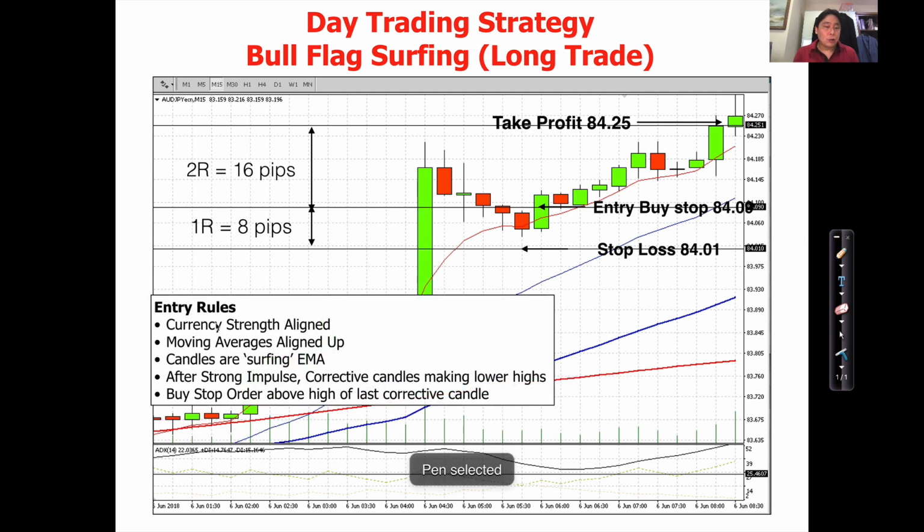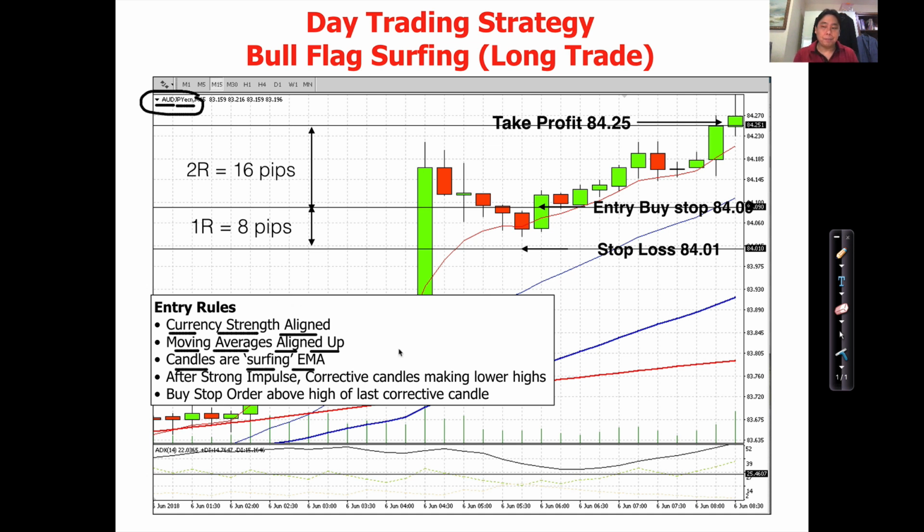Okay, so the first thing is the currency strength must be aligned. In this case, we are trading the Aussie yen. So we want to make sure the Aussie is green and the yen is red, right? So we buy the Aussie, we sell the yen, which means we are going long the Aussie yen pair. Next, moving averages must be sloping up, right? They're sloping up, moving averages going up. Candles are surfing the EMA.